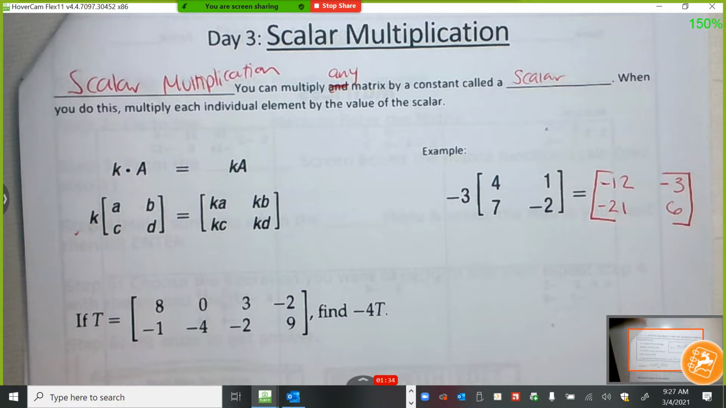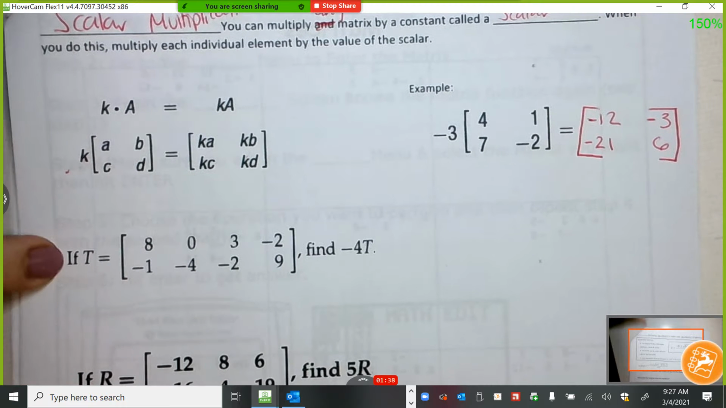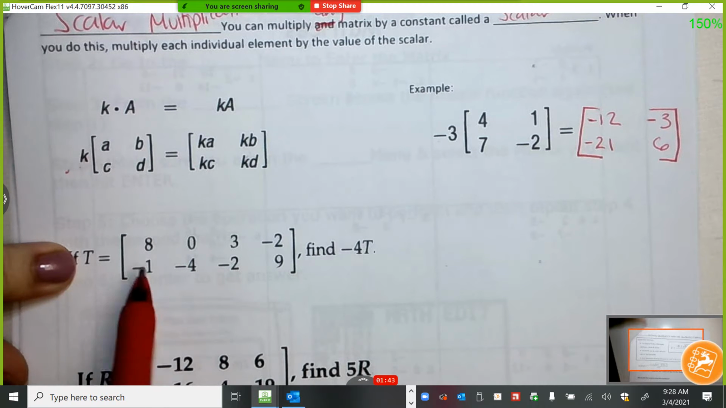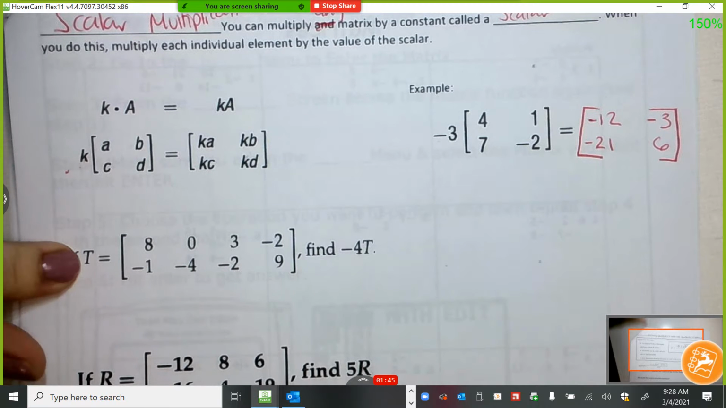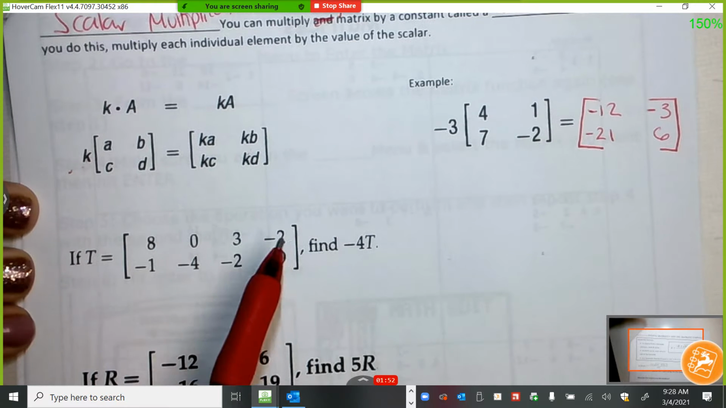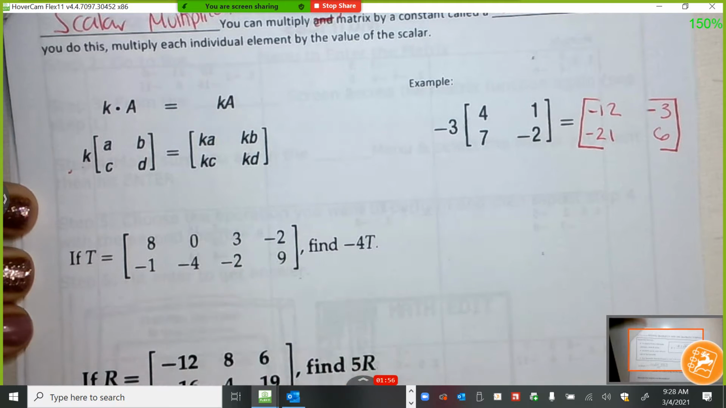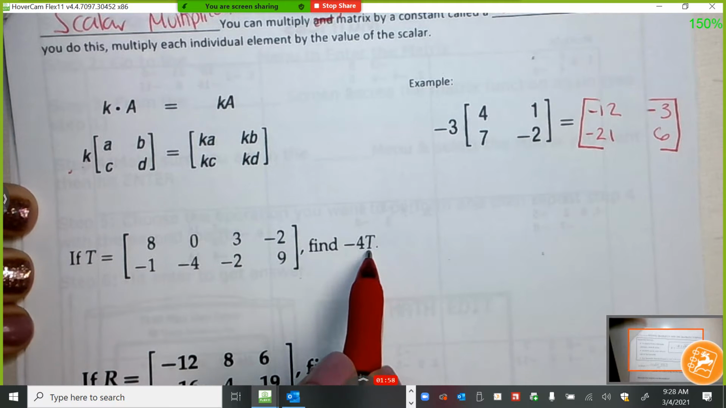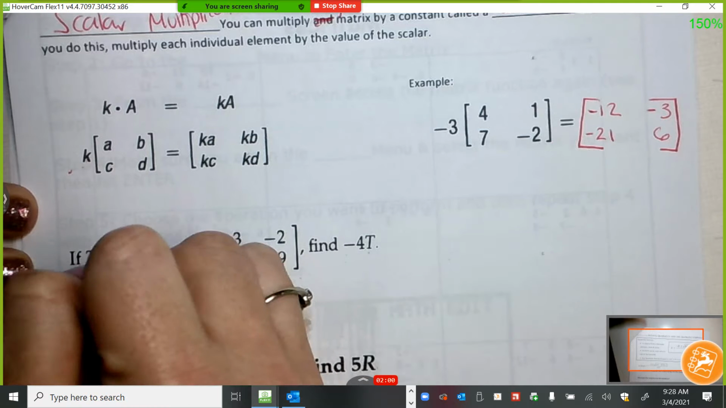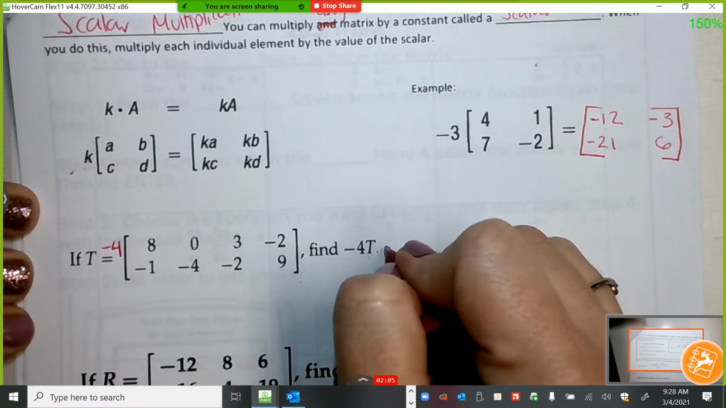So we're going to do a couple together, and then you'll practice. So if you look, it says if t equals this, we're going to keep practicing this. What are the dimensions of this? A 2 by 4. Remember, you do height by width. It has 2 rows, 4 columns, okay? And it says negative 4 times t. So that means negative 4 times this whole thing. So we're going to build another 2 by 4.